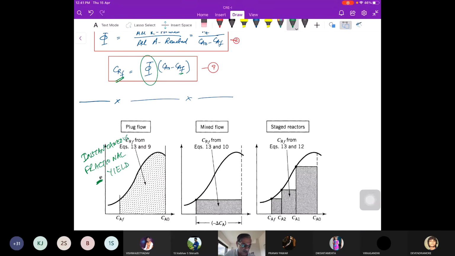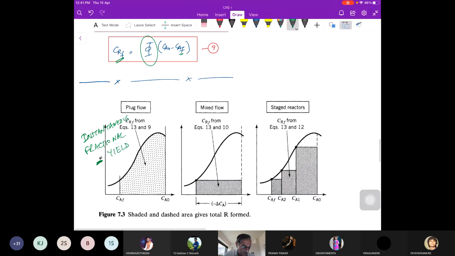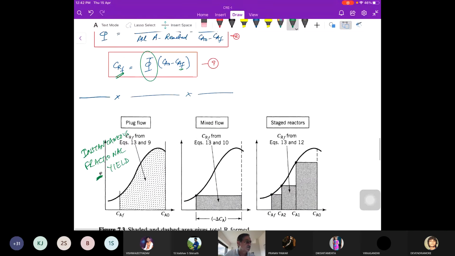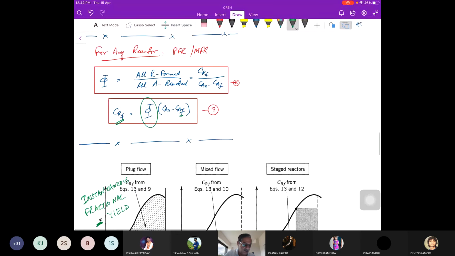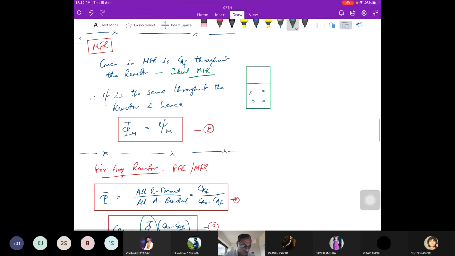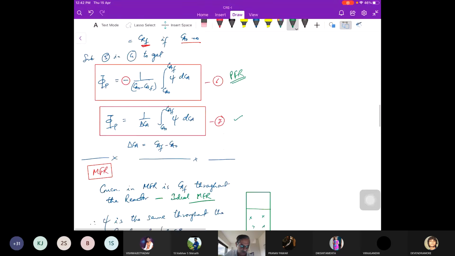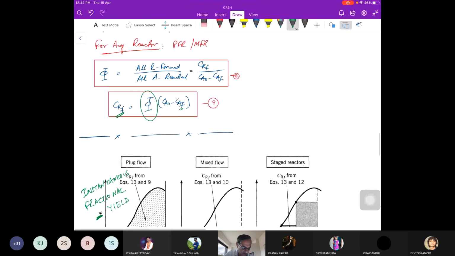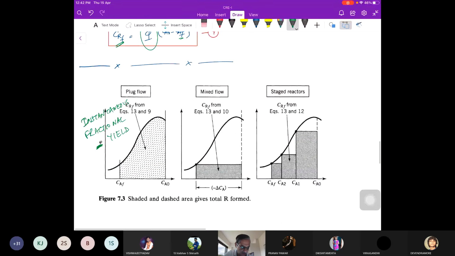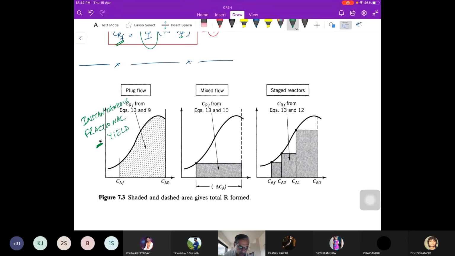CR is equal to phi into CA naught minus CF. This is 13. And 9 is nothing but this usual equation 5. Okay, so these two define the curve. So this is the type of curve you get for a plug flow reactor.